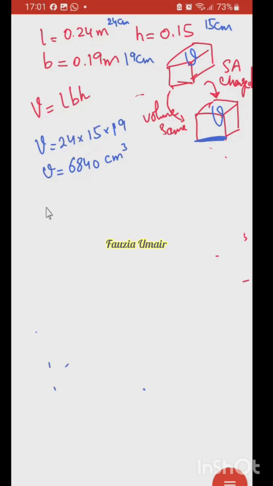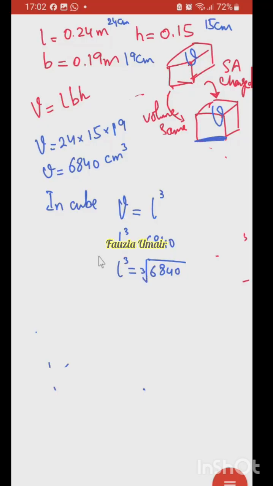Okay, so that we get the side. Now see, we know that in a cube the volume is equal to L cube, because the formula of volume is length multiplied by length multiplied by length, so it is L cube. So now L cube, the volume, is 6840, so you need to take the cube root of 6840. Now you are not allowed a calculator, so how are you going to do that? You can do prime factorization. Do you know how to do prime factorization, Abrish? Yes or no? Do you know that?